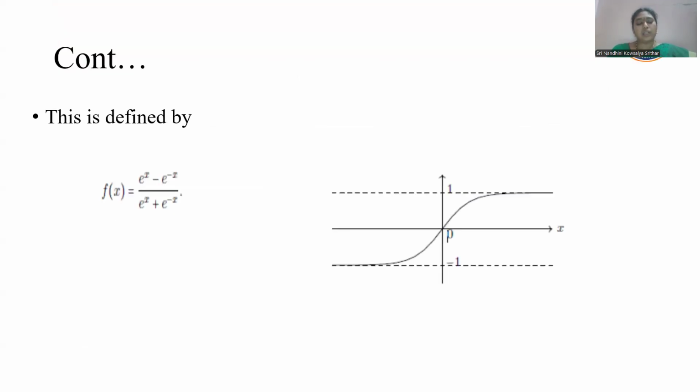Then here the tanh function is represented in graph format. The function f of x equal to e power x minus e power minus x divided by e power x plus e power minus x. The minimum value is minus 1 and the maximum value is plus 1.